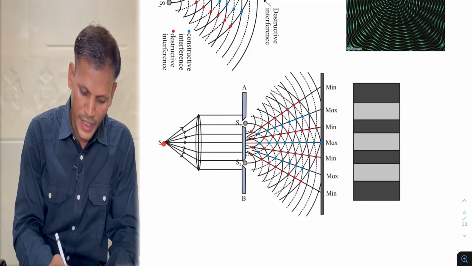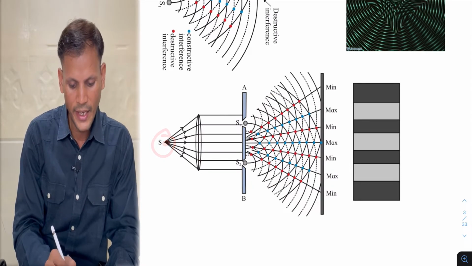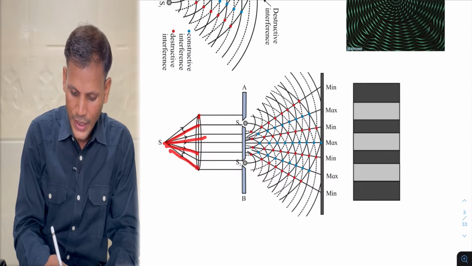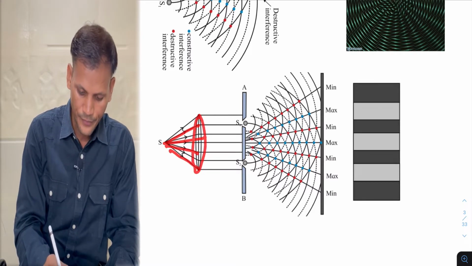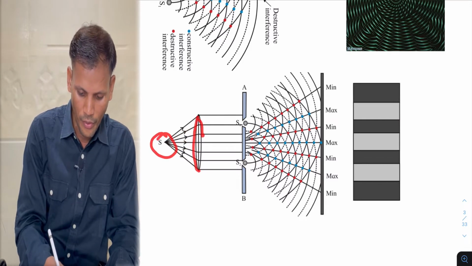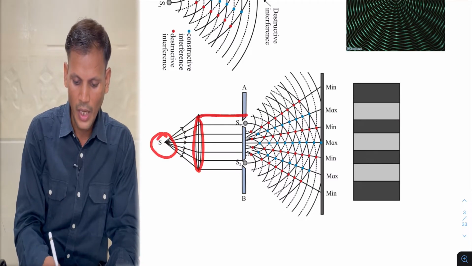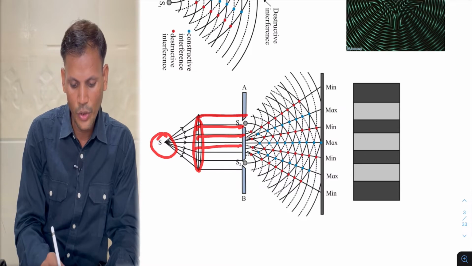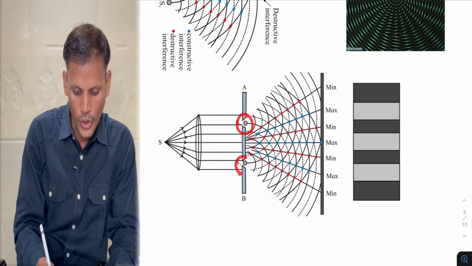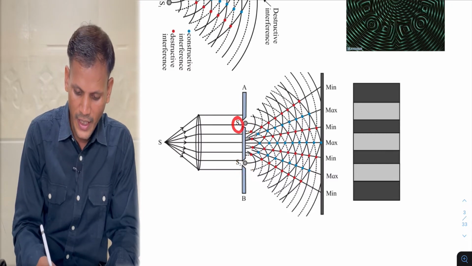So this is the main source of monochromatic light, and the source is producing the light, and the light is kept at the focus of the convex lens. So light travels from here parallel to the principal axis, and as this light passes through the slits S1 and S2.